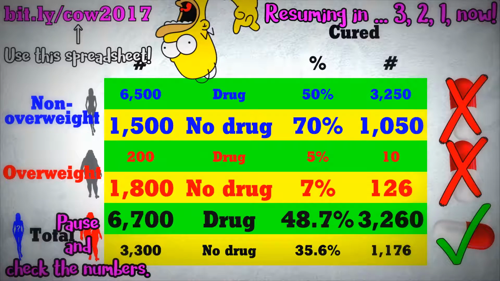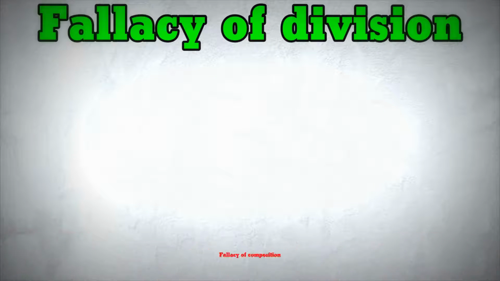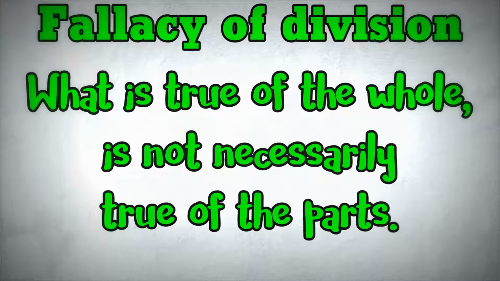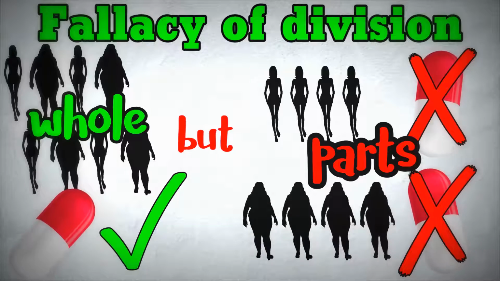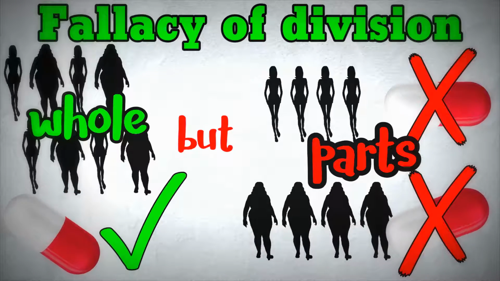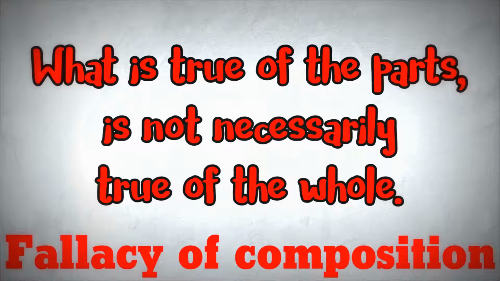Simpson's paradox is itself actually an example of two broader fallacies, the fallacy of division and the fallacy of composition. What is true of the whole is not necessarily true of the parts. And what is true of the parts is not necessarily true of the whole.